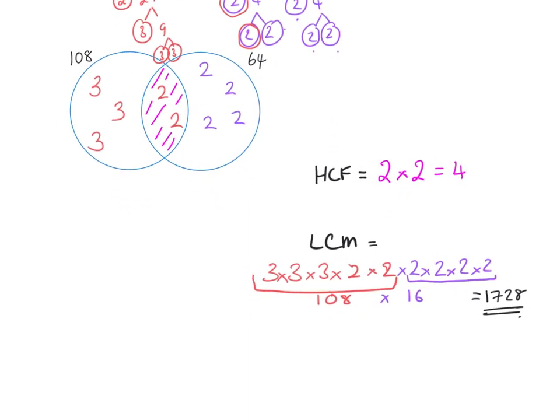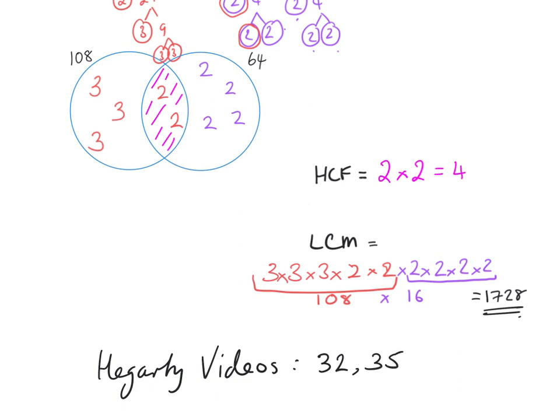So if you can try to practice the prime factor form and then doing the Venn diagrams, that would be helpful for your assessment. If you want to do further work, then it's Hegarty videos 32 and 35 for the highest common factor and the LCM. If you want to just practice the tree breakdown, that's going to be 29 and 30 for the prime factors.